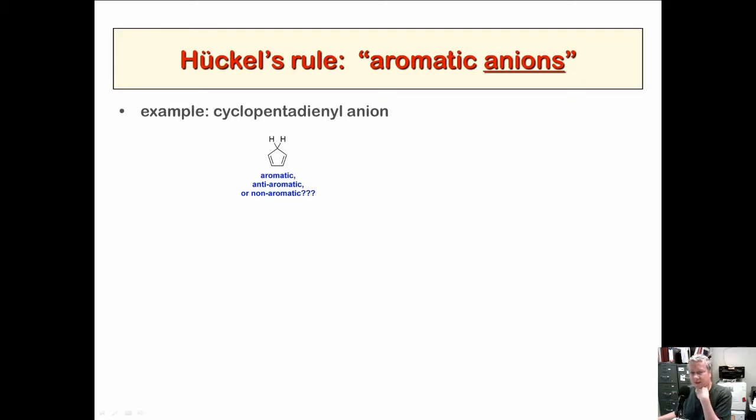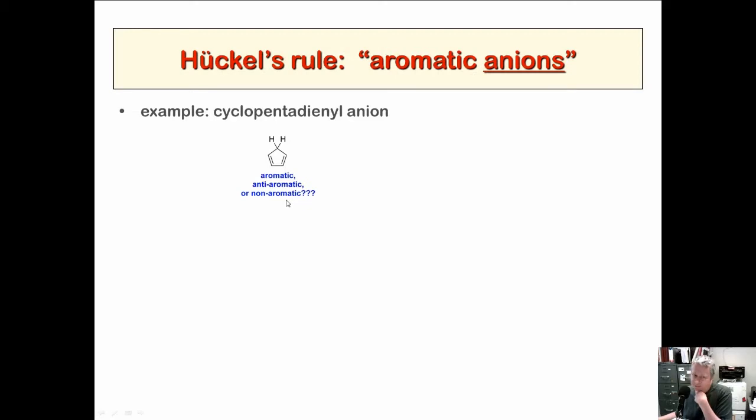There's a couple other classes of these sort of molecules that we should talk about. First of all, and the book talks about these too, aromatic anions. What's an anion? It's something with a dot dot negative, right? It's negatively charged. Well, this molecule first is not an anion. And the question is, is it aromatic, anti-aromatic, or non-aromatic? Aromatic, anti, or non? What do you think?